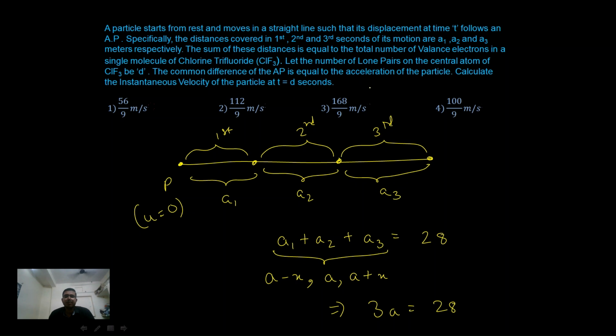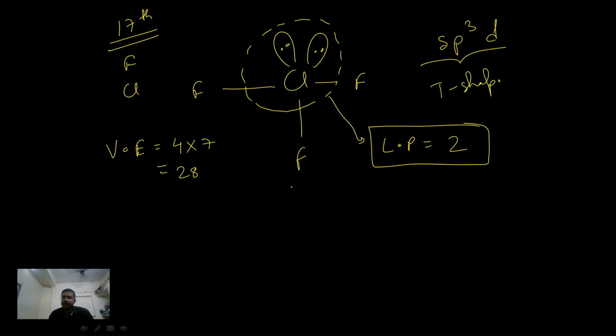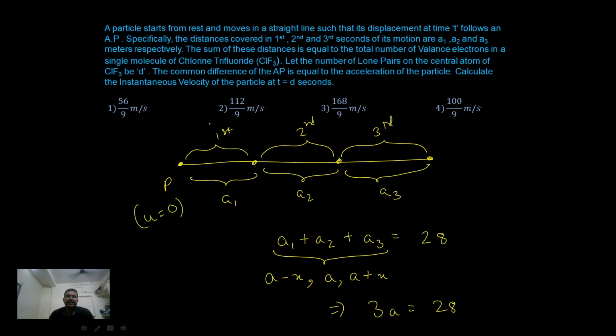The number of lone pairs on the central atom of ClF3 is D. So all of you can see the central atom is this one only. So how many lone pairs is it having? The lone pairs are 2. Then next, basically 2 is D. So if D is 2, where is D used? D is used here. Means we have to find the instantaneous velocity at t equals to 2 seconds.